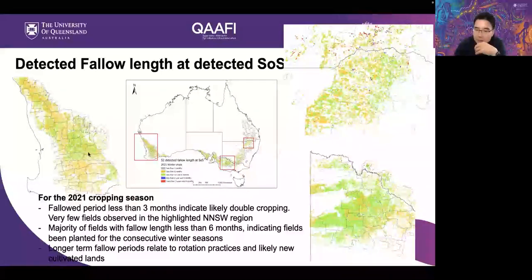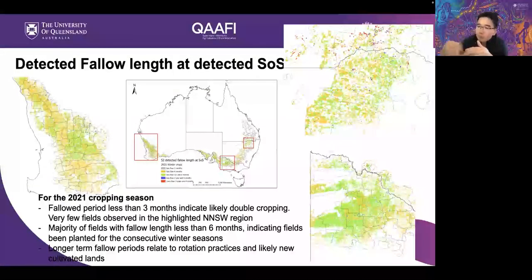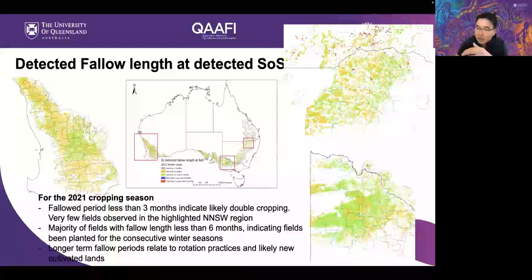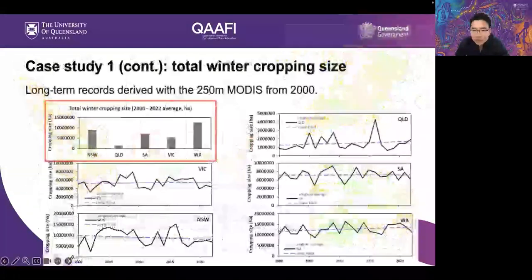And from the maps, we also see some longer fallow periods. I think these are often associated with rotational farming practices designed for managing soil conditions. And maybe in some cases, it might also point to land transitioning into cultivation.